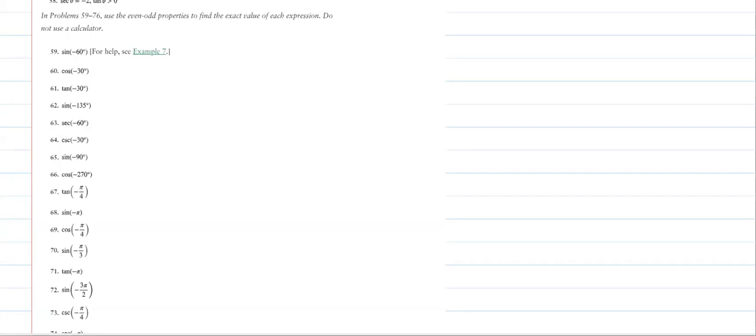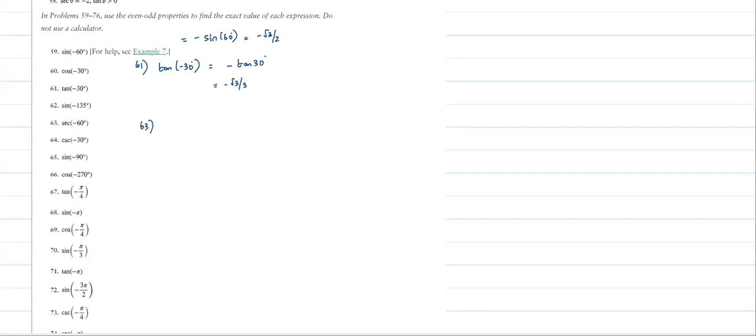Okay, so remember that sine function is an odd function. So sine negative 60 has the value of negative sine 60. And sine 60 is root 3 over 2. So this is negative root 3 over 2. 61. Tangent negative 30. Tangent is also odd. So this is negative tan 30, which is negative root 3 over 3.